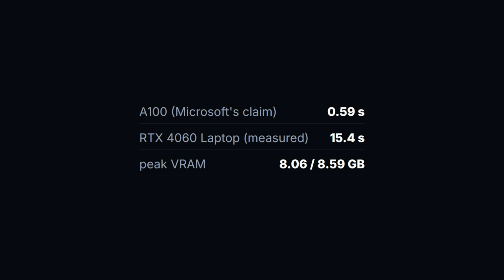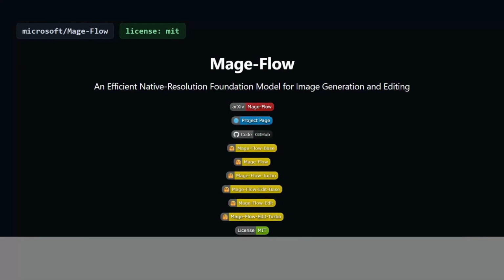Now I want to put a number next to that because Microsoft's own claim is 0.59 seconds per image. So I'm about 26 times slower than their number. But their number is on an A100. That's a data center card that costs more than my entire laptop, roughly 20 times more. So 26 times slower on hardware that's a 20th of the price. And it still hands me a finished image in 15 seconds. At least for me, that's a win. That's not a complaint. Right? So it works, it's fast enough, and the images are good.